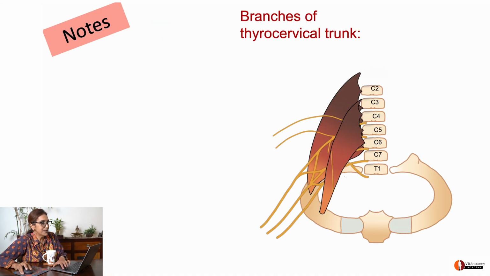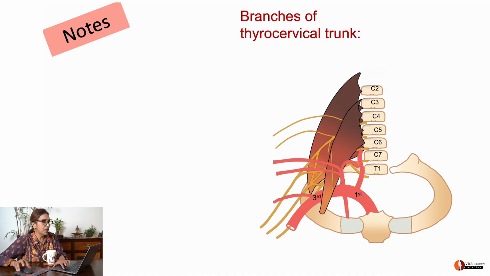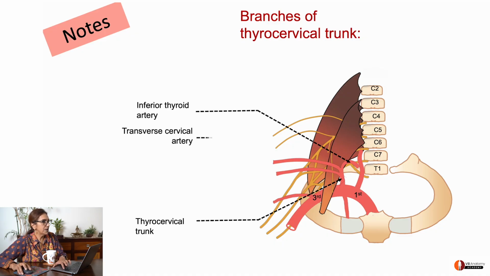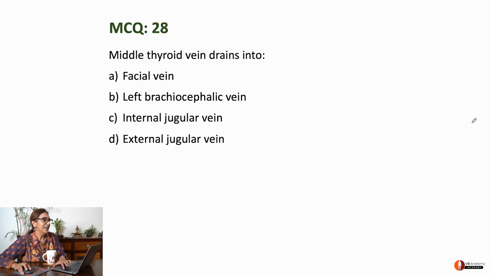Now here you are seeing a bit of the neck. Here's your subclavian artery, first part, third part already marked. This is your thyrocervical trunk, giving rise to inferior thyroid artery, transverse cervical artery, suprascapular artery. No subscapular artery here.